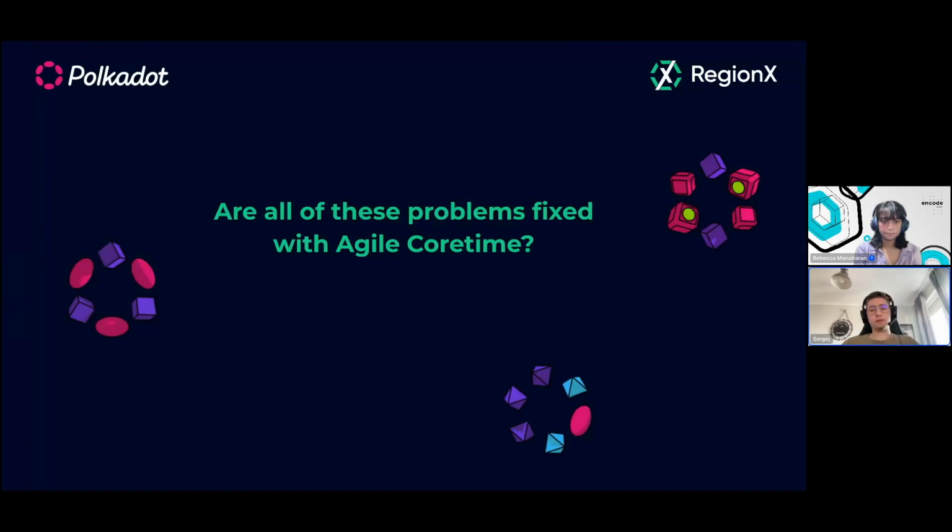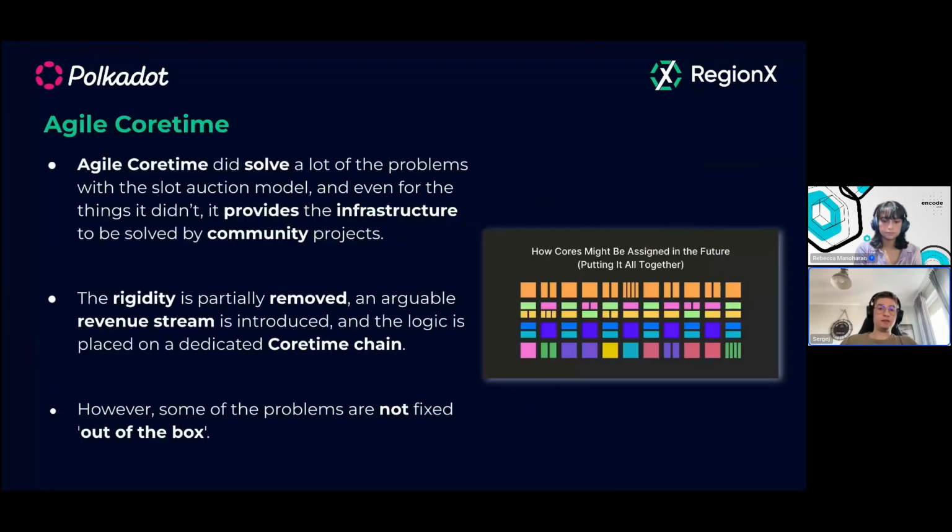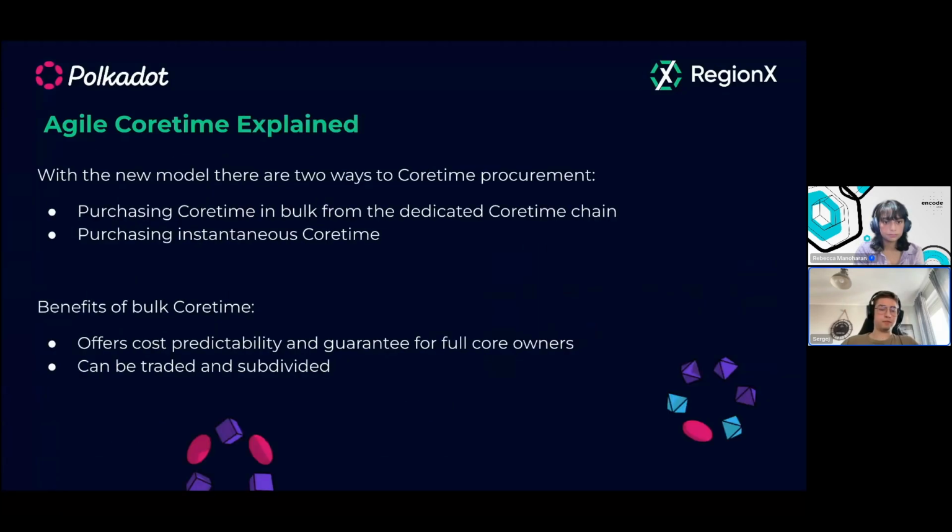So now the problems that we mentioned, are all of them really fixed with Agile Coretime? They kind of are, but not out of the box. Agile Coretime provides this much nicer system that allows projects like RegionX to build on it, but the core solution is pretty much unopinionated, and all of this logic is on a dedicated Coretime chain.